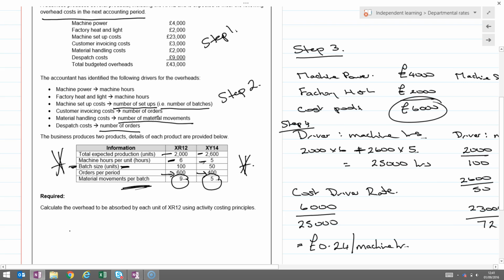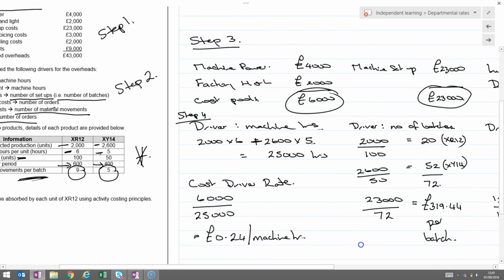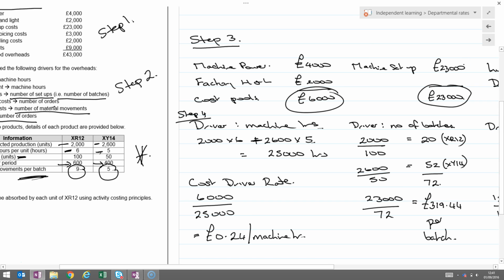Now we've already worked that out because we needed to know the number of batches for the machine setup driver. So here we have 20 batches of the XR12, 52 batches of the XY14.